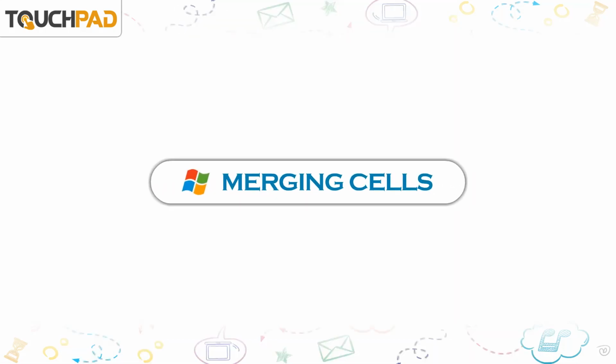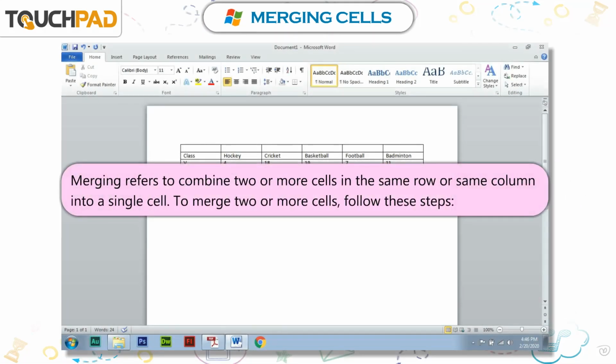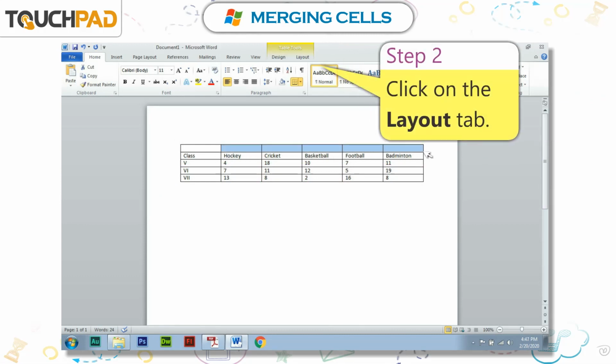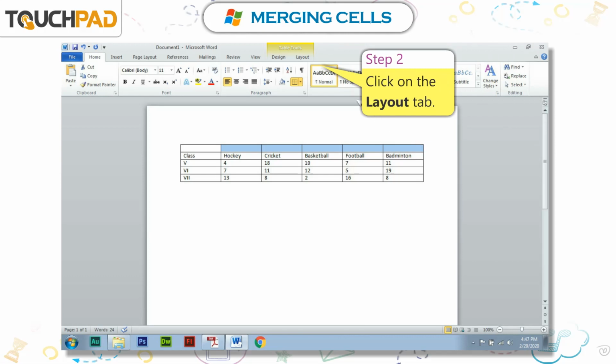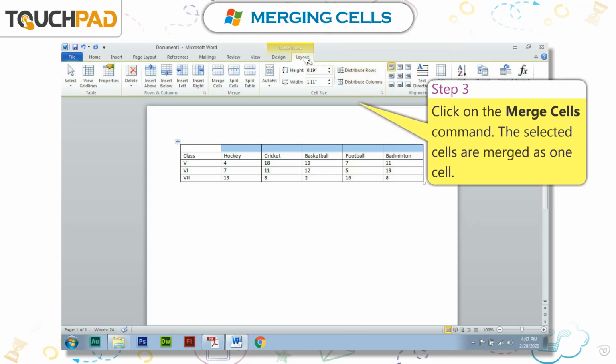Merging cells. Merging refers to combining two or more cells in the same row or same column into a single cell. To merge two or more cells, follow these steps. Step 1. Select the cells to be merged. Step 2. Click on the Layout tab. Step 3. Click on the Merge Cells command. The selected cells are merged as one cell.